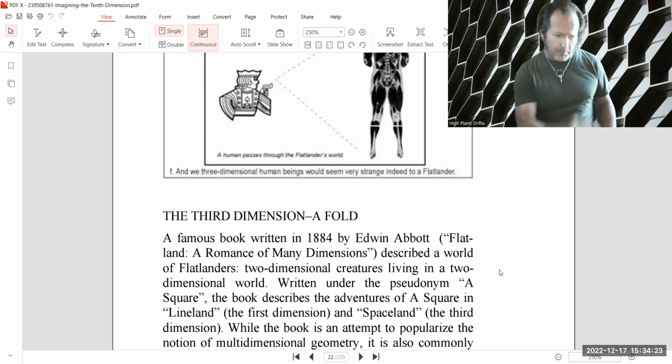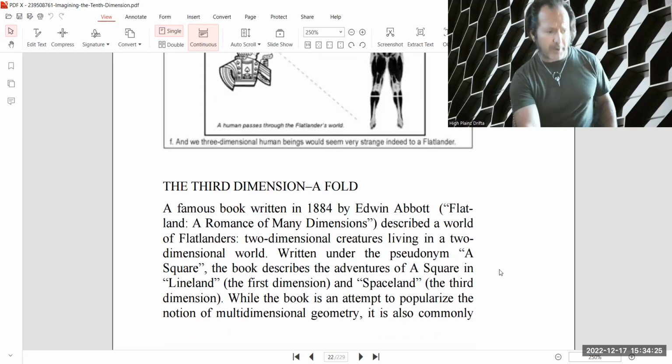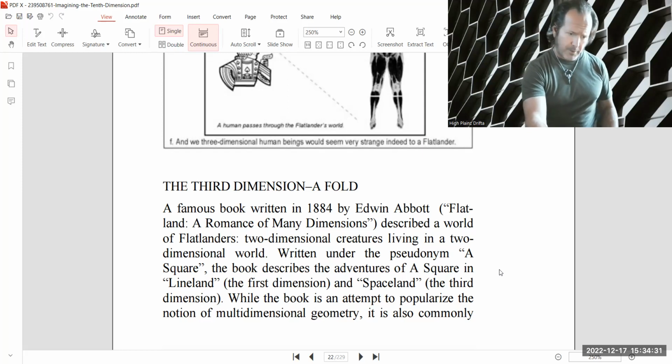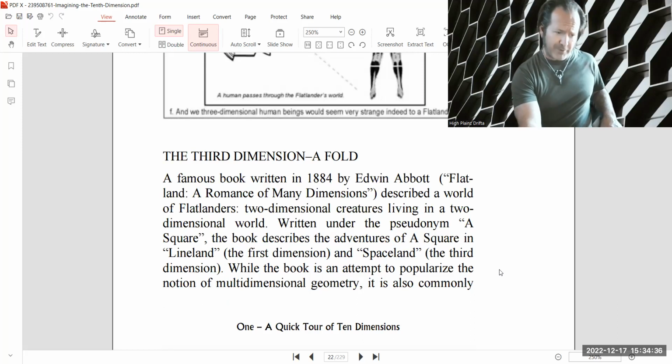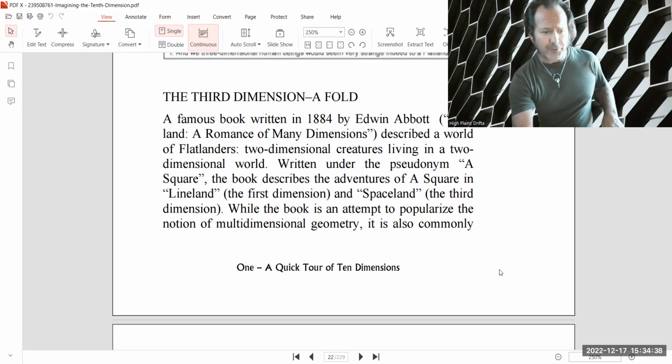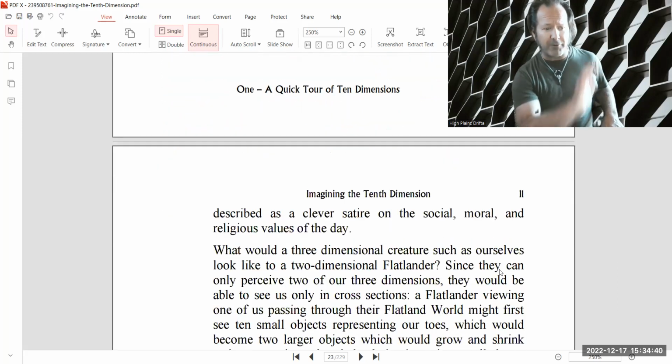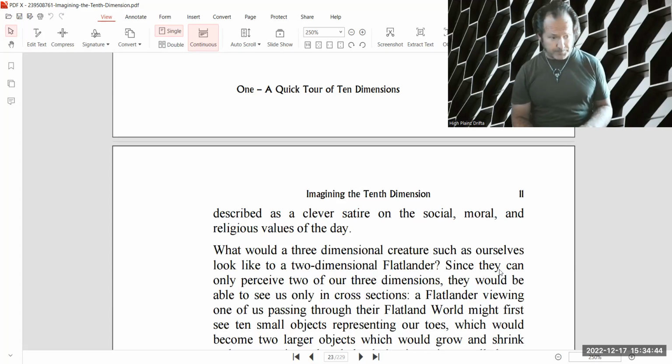Written under the pseudonym, the book describes the adventures of a square in Lineland, the first dimension, and Spaceland, the third dimension. While the book is an attempt to popularize the notion of multidimensional geometry, it is also commonly described as a clever satire on the social, moral, and religious values of the day.